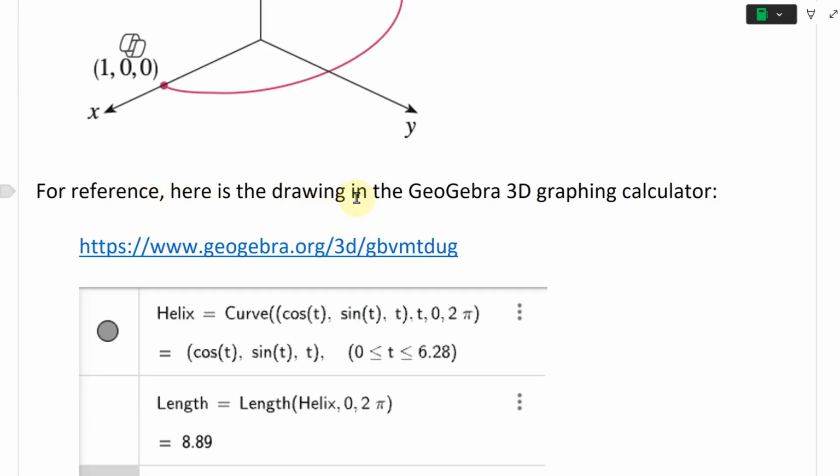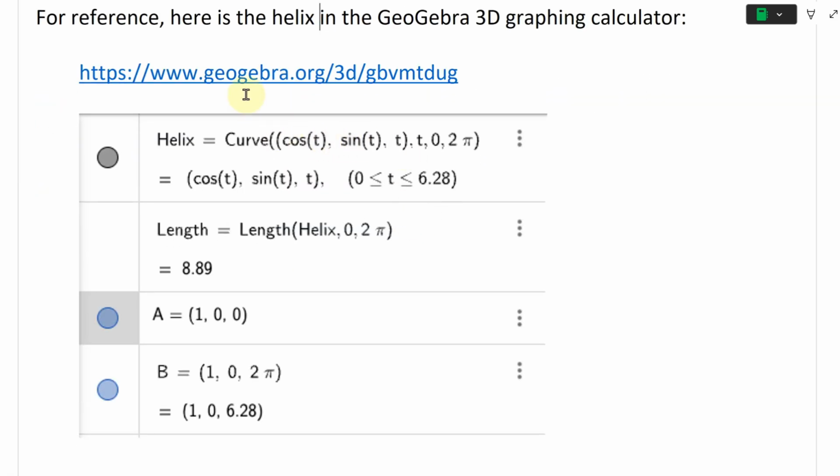But here, for reference, here's the drawing in the GeoGebra 3D graphing calculator. Here is the curve, the helix. So if you go to GeoGebra, you could write curve, helix equals curve, and then I just put in cosine t, sine t, then t, where the parameter is t. And then the way you write it is from 0 to 2 pi. And 2 pi is going to be 6.28, or 3.14 times 2.